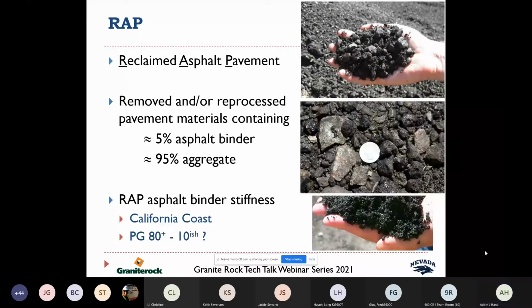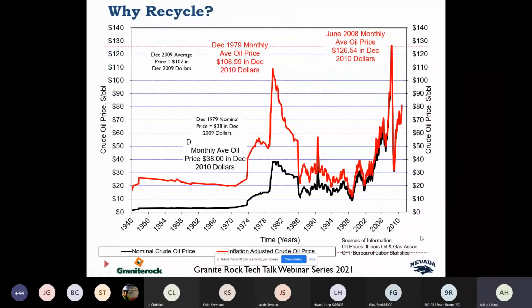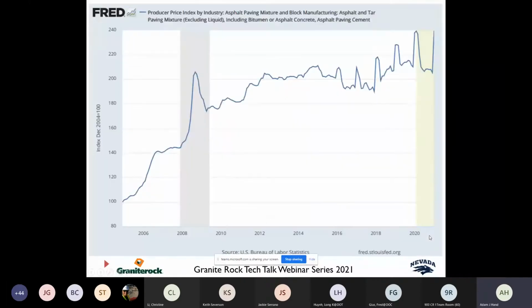So that said, what drives the use of recycling? Well, the cost of asphalt binder. When we see spikes in asphalt binder cost, we see greater interest in recycling. We saw it in the 70s and 80s with the oil embargoes, and then in the late 2000s we saw a big uptick.